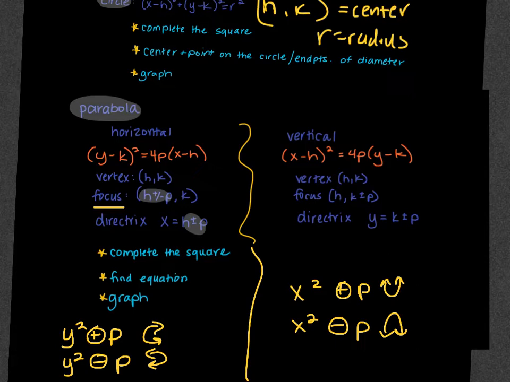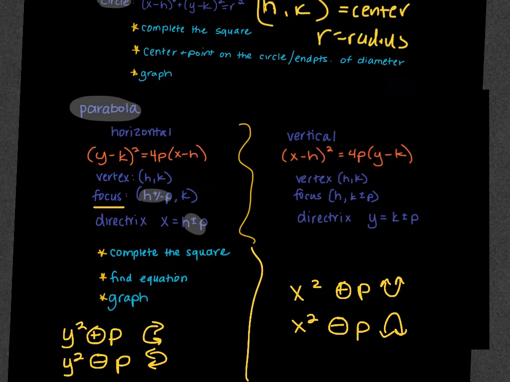So the directrix comes behind or in front of the parabola. It is p distance away from the vertex, and if I want to find the directrix and it's facing the right, then I'm going to subtract the p off of it. And if it's the other way around, I would add the p. And the directrix is an equation, so it's an x equals or a y equals.